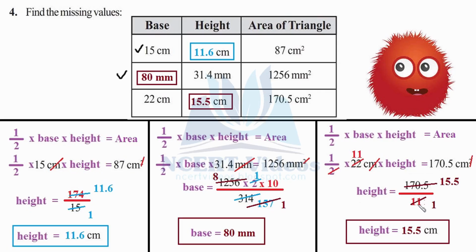So 1 11s are 11, 11 1s are 11, 6 is remainder, and we have 60, 11 5s are 55, 5 is remainder, but we have decimal here, we put decimal, now we have 55, 11 5s are 55. So first try to do it in rough. With practice you will get to know how to do it here only. Now height is 15.5 centimeter, and you write it here. That is your last part, and that is your question number 4.